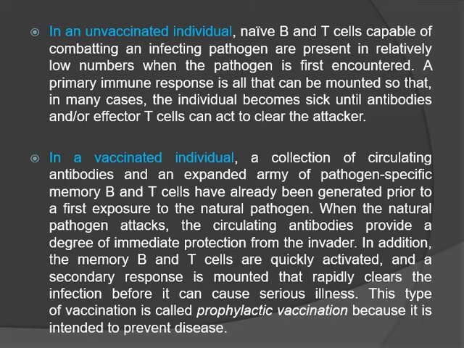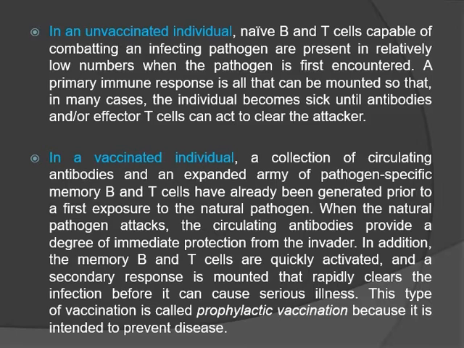In a vaccinated individual, naive B and T cells capable of combating an infecting pathogen are present in relatively low numbers when the pathogen is first encountered. A primary immune response is all that can be mounted so that, in many cases, the individual becomes sick until antibodies and/or effector T cells can act to clear the attacker.